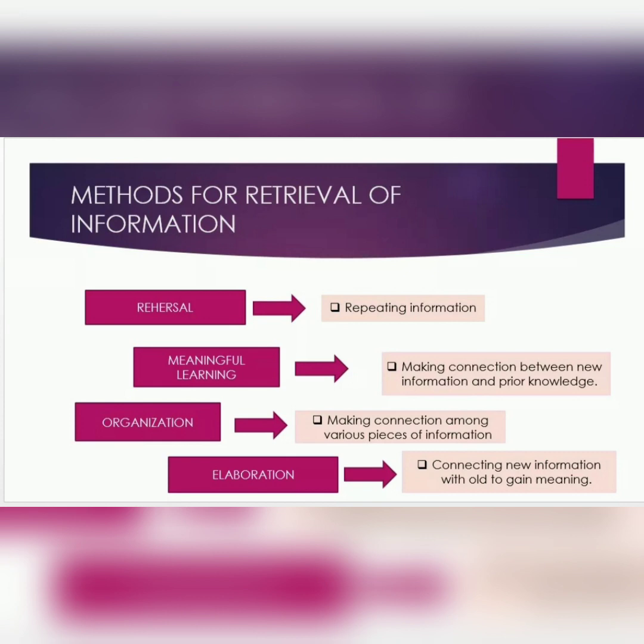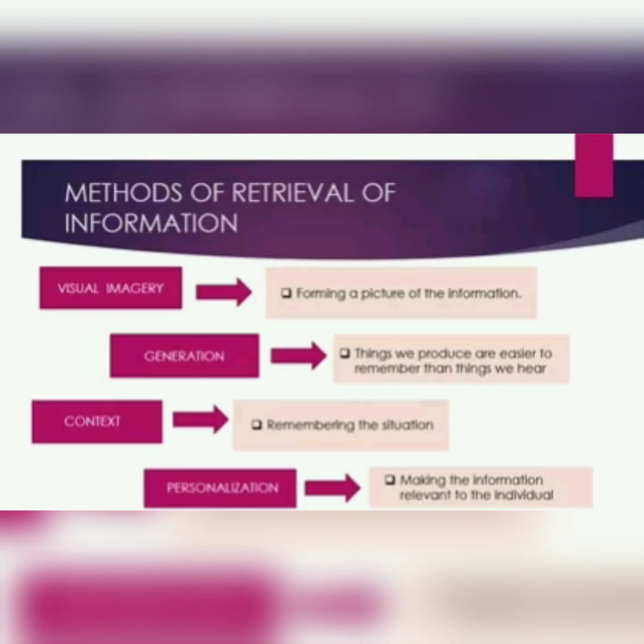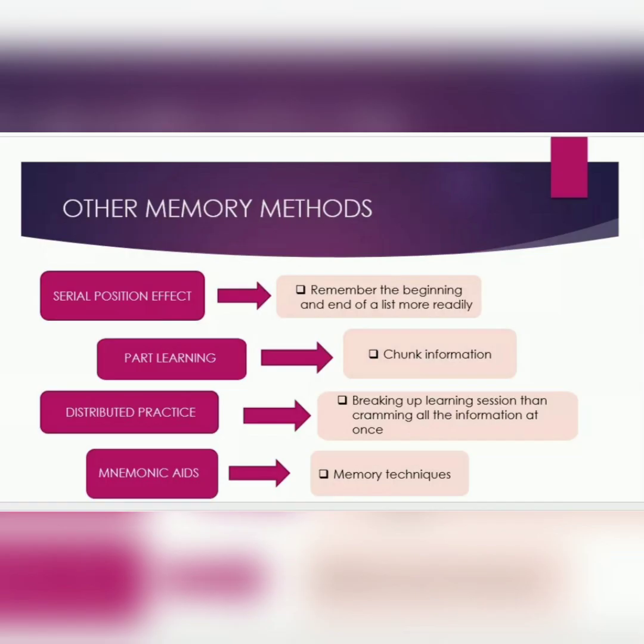Organization: making connections among various pieces of information. Elaboration: connecting new information with old to gain meaning. Visual imagery: forming a picture of the information. Generation: things we produce are easier to remember than things we hear. Context: remember the situation. Personalization: making the information relevant to the individual.